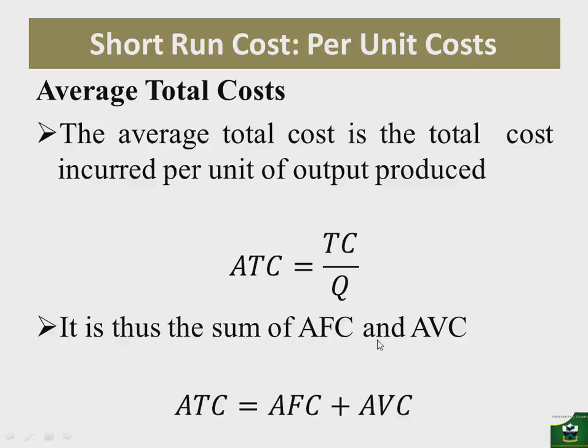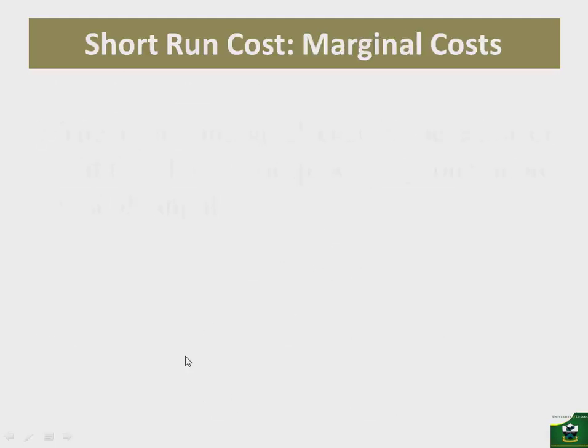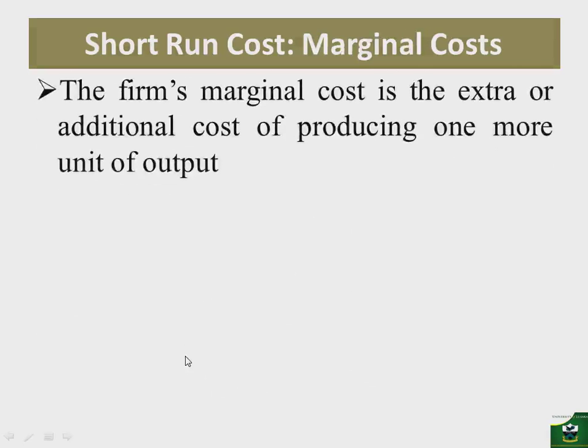With this per unit cost description, let's turn to the marginal cost. The firm's marginal cost is the extra or additional cost of producing one more unit of output. That is, it is the extra cost incurred in producing an extra unit of a given commodity.